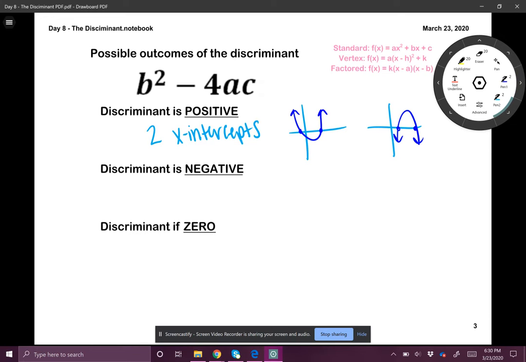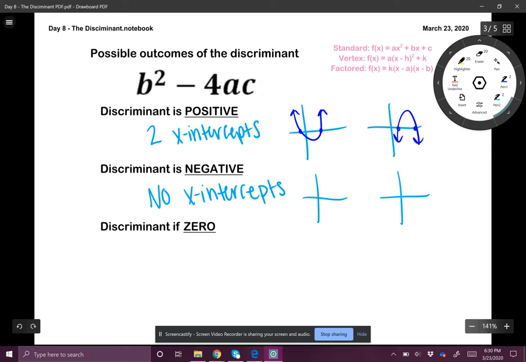If the discriminant is negative, that means we have no x-intercepts at all. These are actually called imaginary roots, but you'll get to those when you get into Algebra 2. For us right now, we just know if our discriminant is negative, it means we have no x-intercepts at all. So the picture could look like this, or it could open down and look like this.